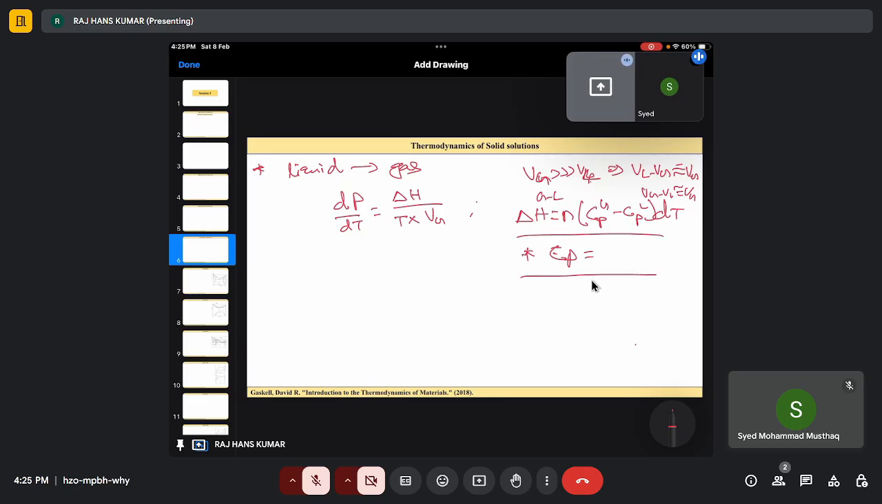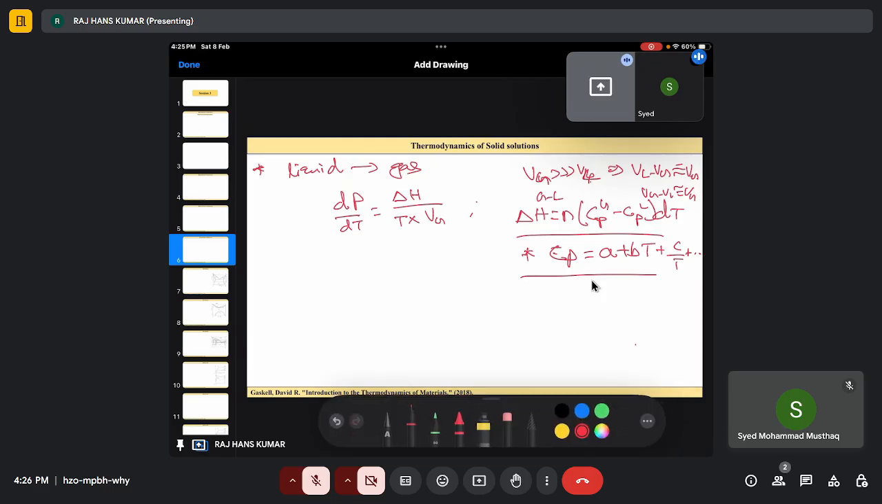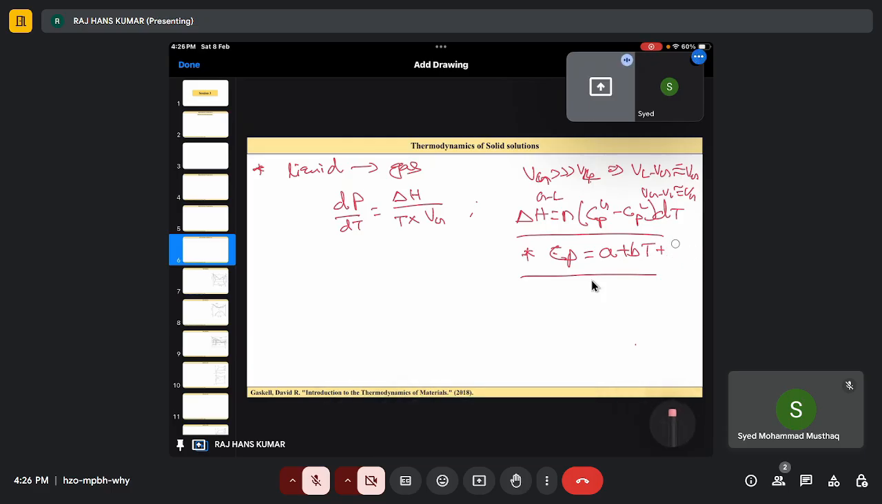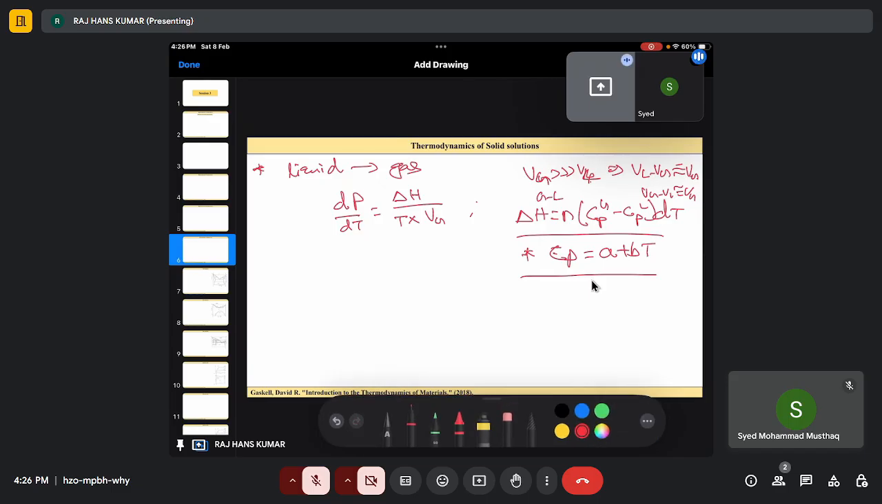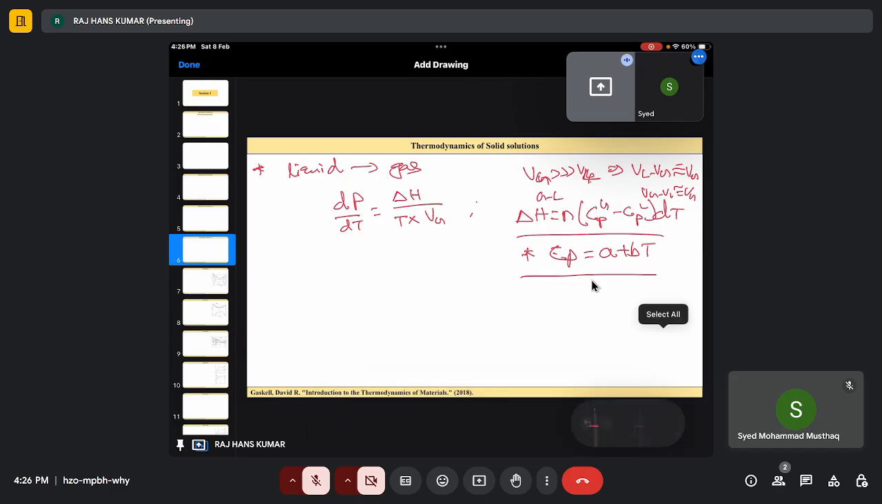Cp is only a function of T, as A plus BT, just for simplicity. There are other equations, like C by T squared, and these terms go on, right? So we are not going to worry about the other terms. For simplicity, we are only going to consider Cp equals A plus BT, right?